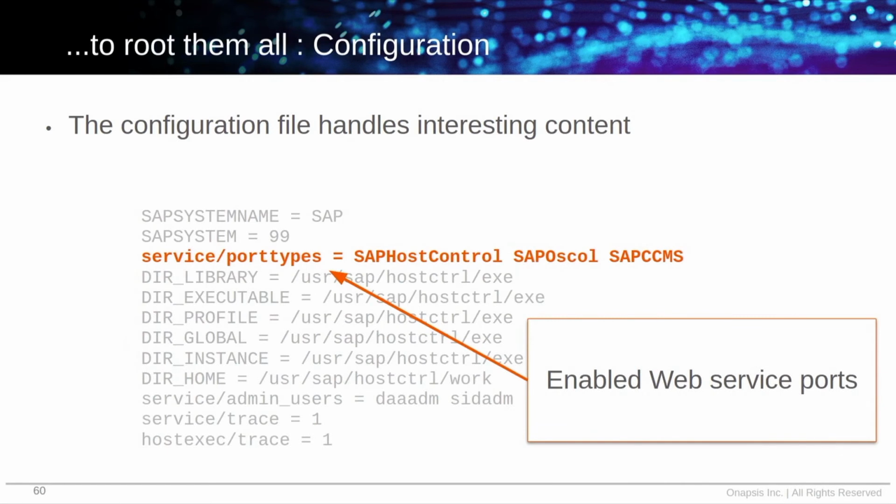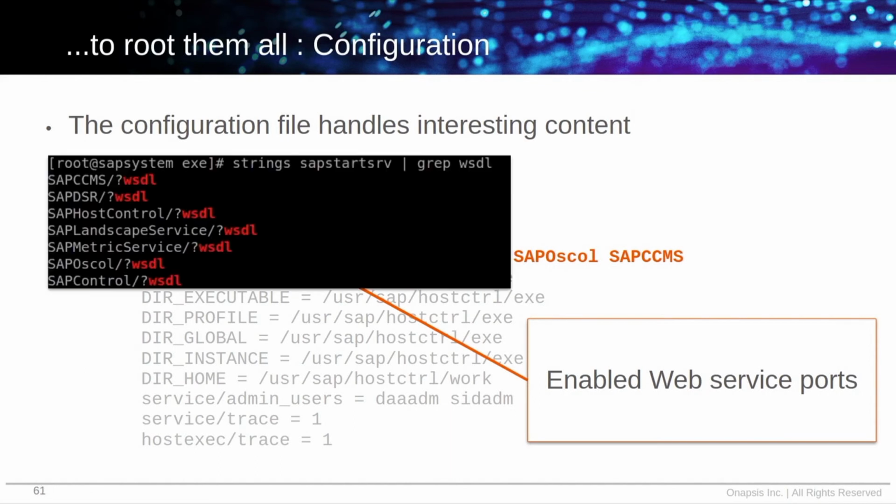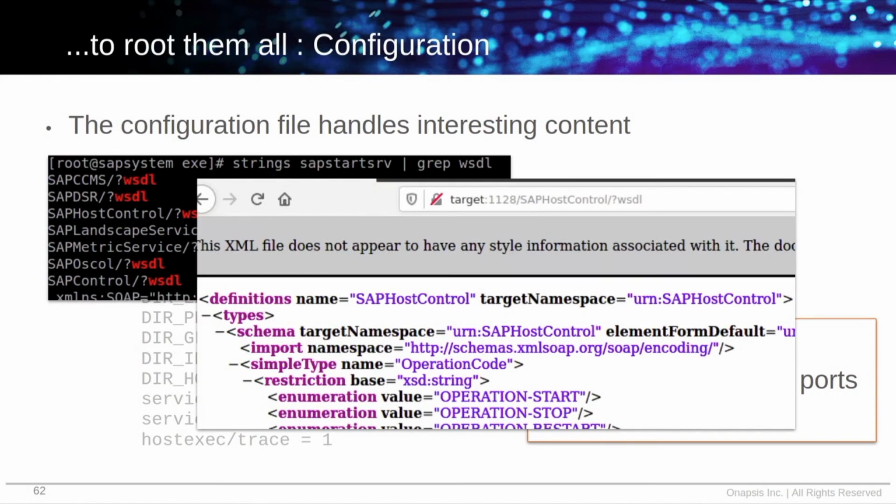Okay, the next interesting parameter in the configuration file is this one, the service port type. The documentation says this is a list of web services exposed by the host agent. So we take a look at the binary, and yes, there are a lot of web services available. And we look at the port 1128. So 1128 is an HTTP port where we can find all the web services provided by the SAP host agent. And you can call the SAP host agent functions directly using these web services. And of course, everything is authenticated.